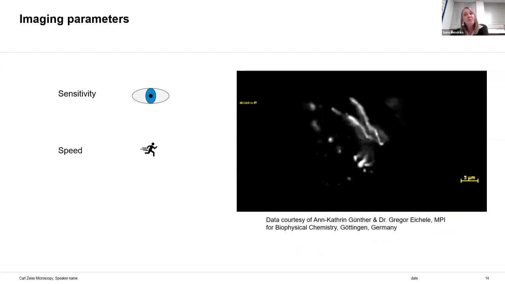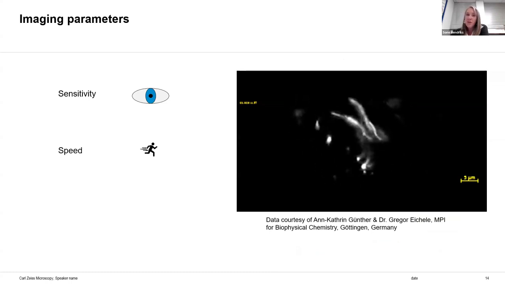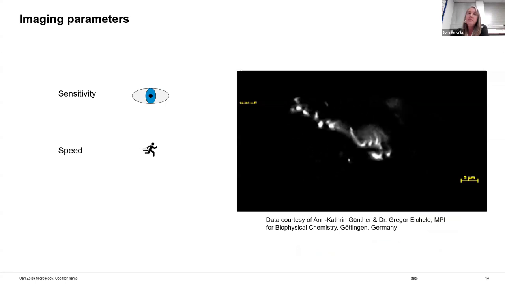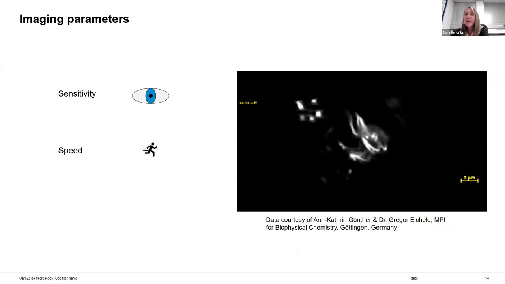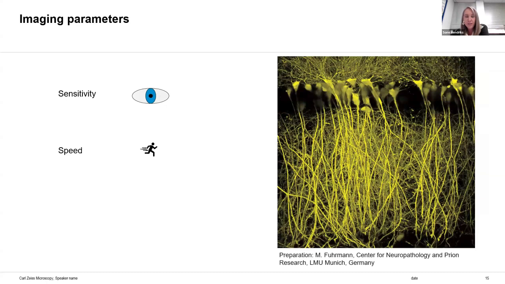The second imaging parameter to note is how quick the process is that you are trying to capture. Here you can see an example of beating of cilia in ependymal cells lining brain ventricles that requires very fast imaging at 143 frames per second. However, if the process you're looking at does not require fast imaging, you should always try to take just the acquisition speed you need in order to keep the light dosage to a minimum, because remember, too much light can compromise the system.